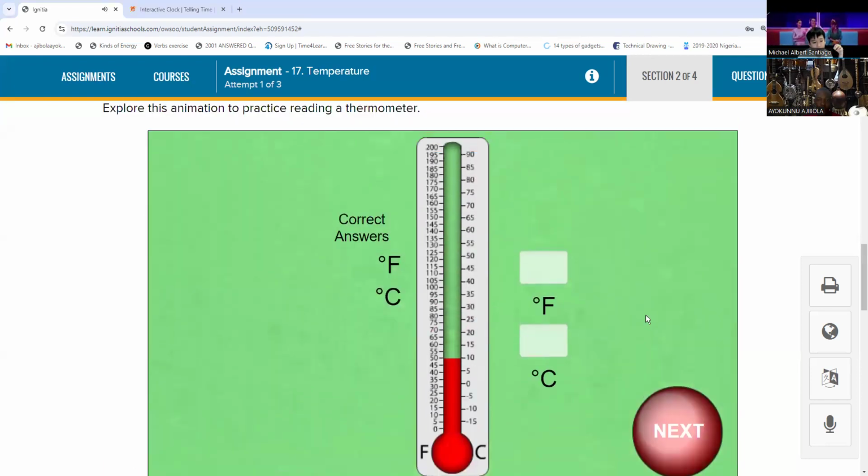What temperature is shown now? Type your answer in each blank. Click the next button to check your answer and go to the next problem. Let's see the correct answers.